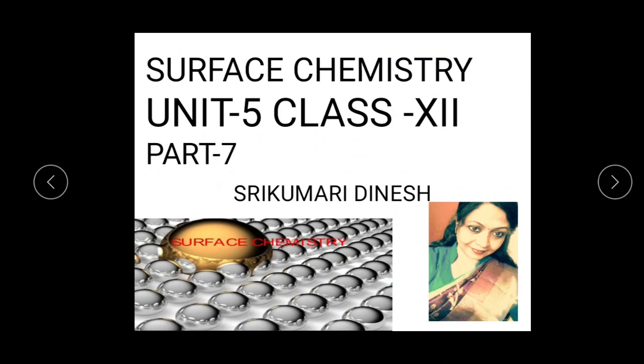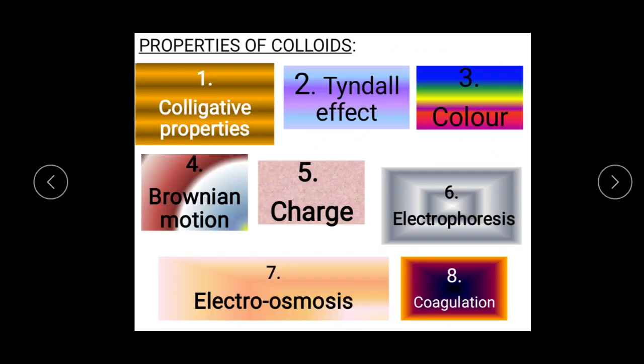Good morning, children. Today we are going to take up Unit 5, Surface Chemistry, and this is part 7. So here in the presentation we start with properties of colloids. Under properties of colloids we have colligative properties, Tyndall effect, color, Brownian motion, charge, electrophoresis, electroosmosis, and coagulation.